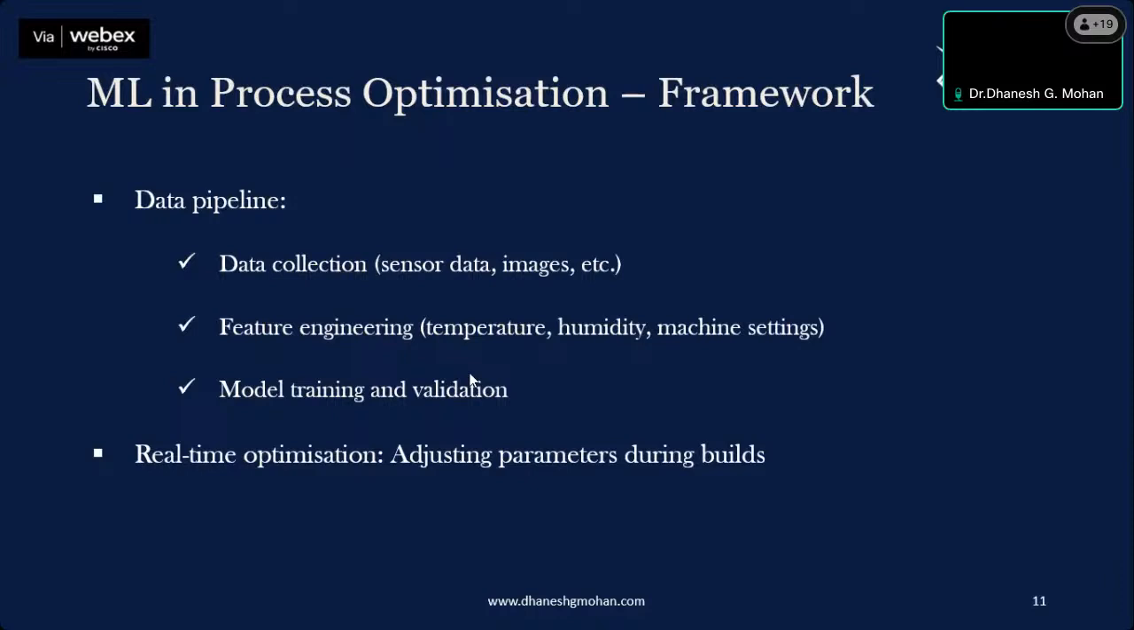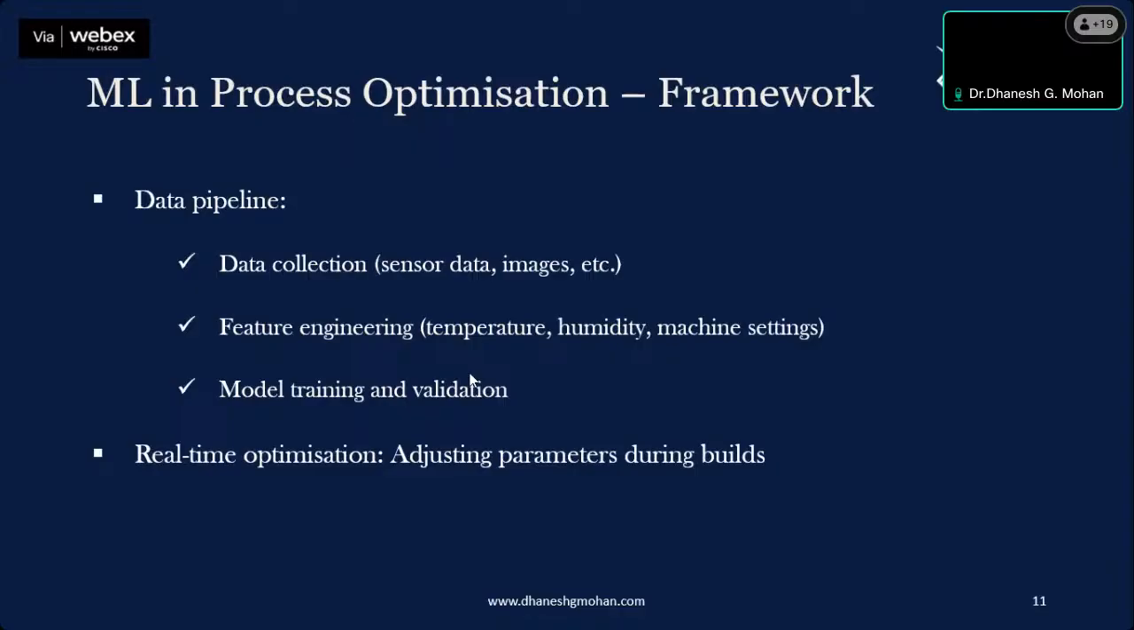Next is feature engineering. Raw data must be converted into meaningful descriptors such as average melt pool temperature, scan path deviation, and powder distribution, anomaly or uniformity. These are in feature engineering. And the third stage is model training and validation. We get the data, we feature this data, then we need model training and validation. This is the key step over here.